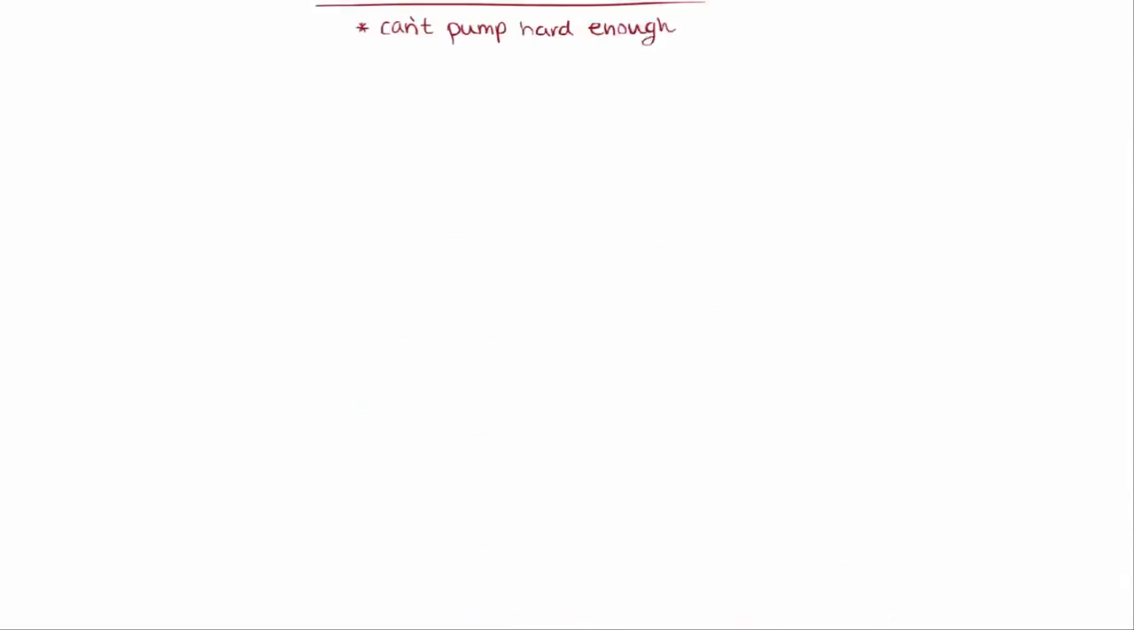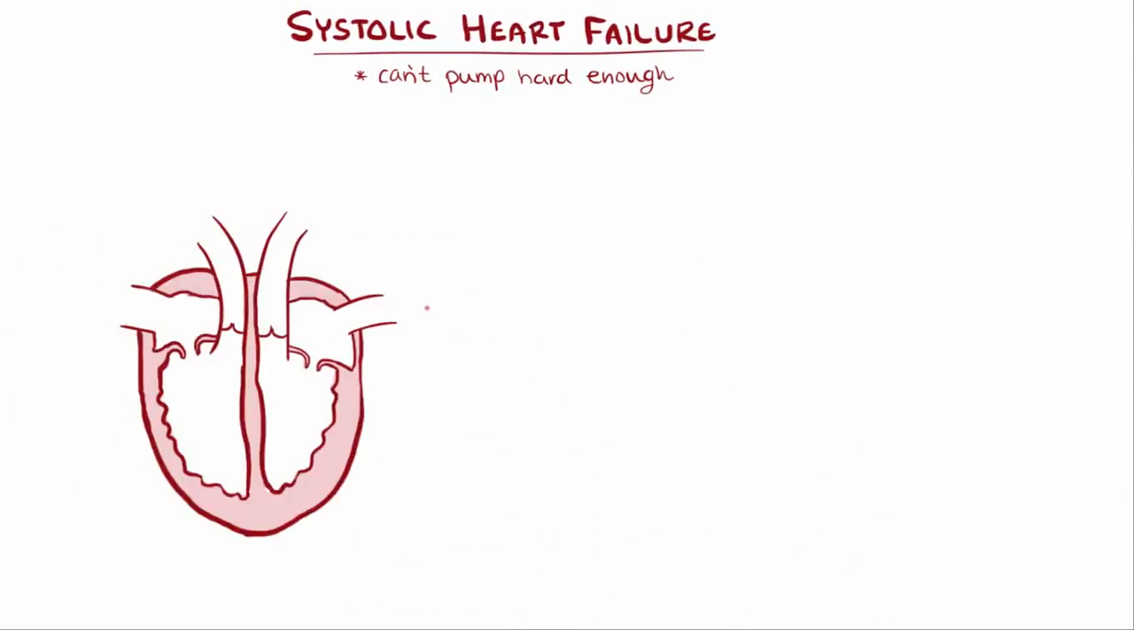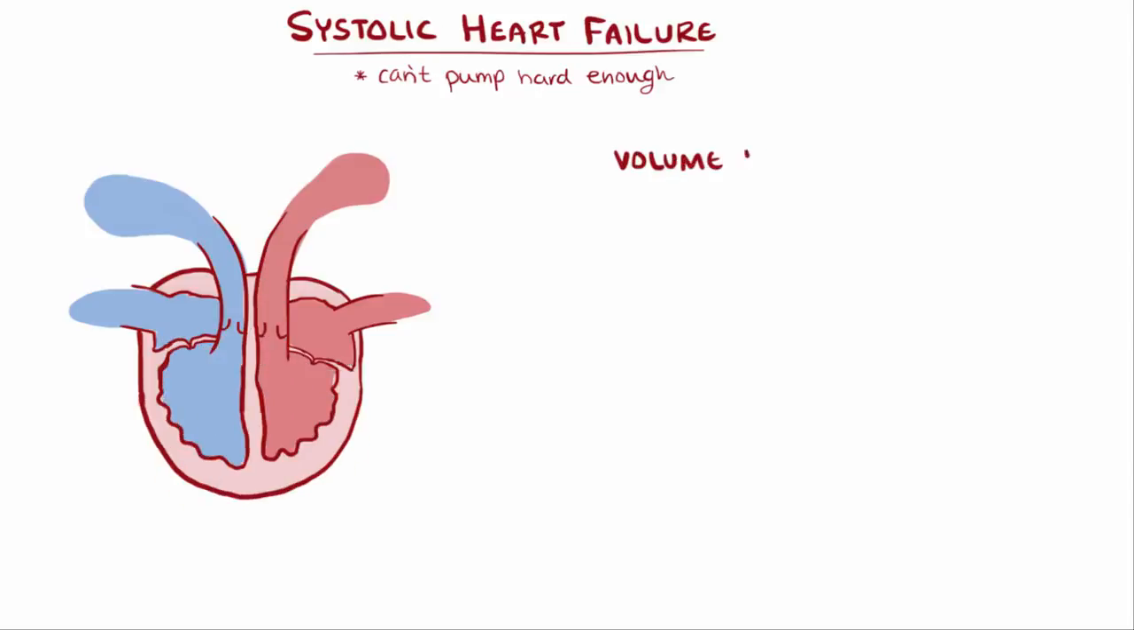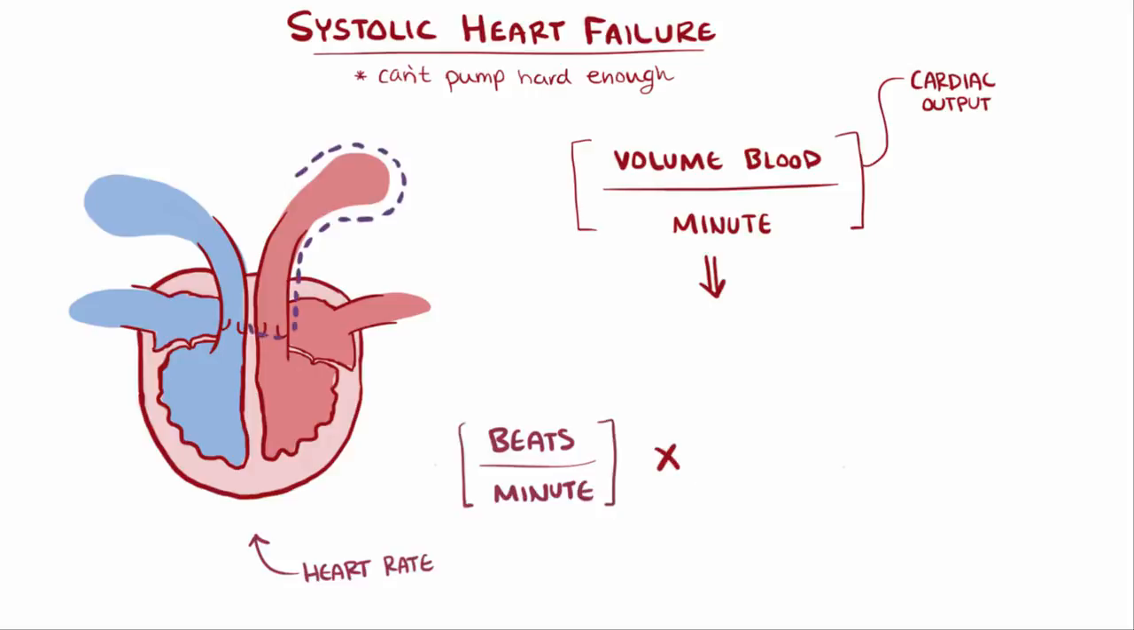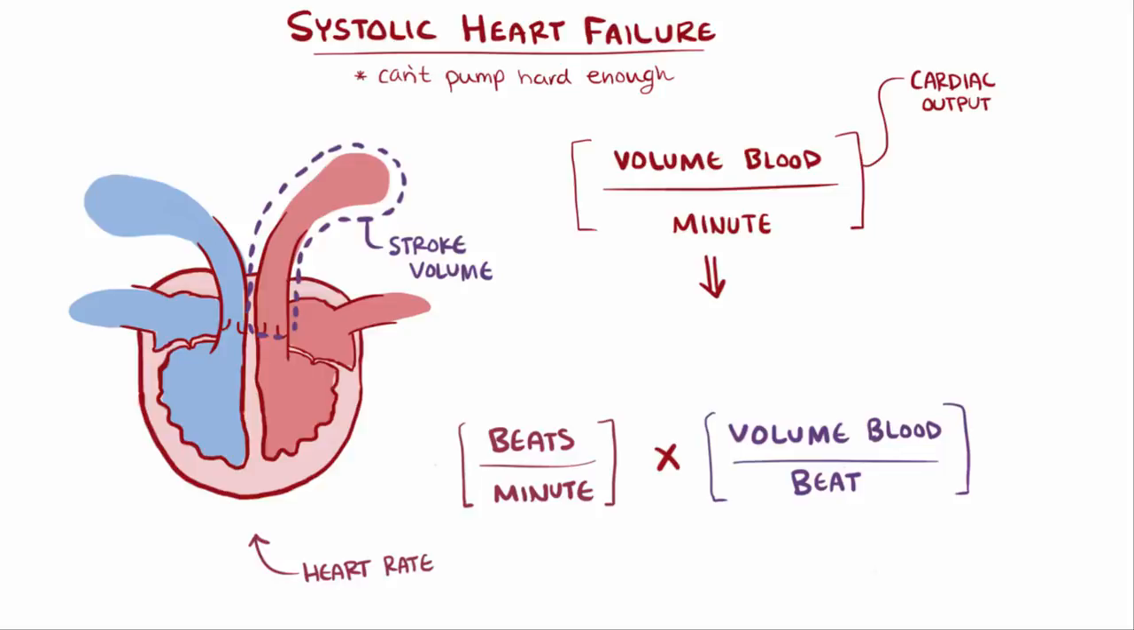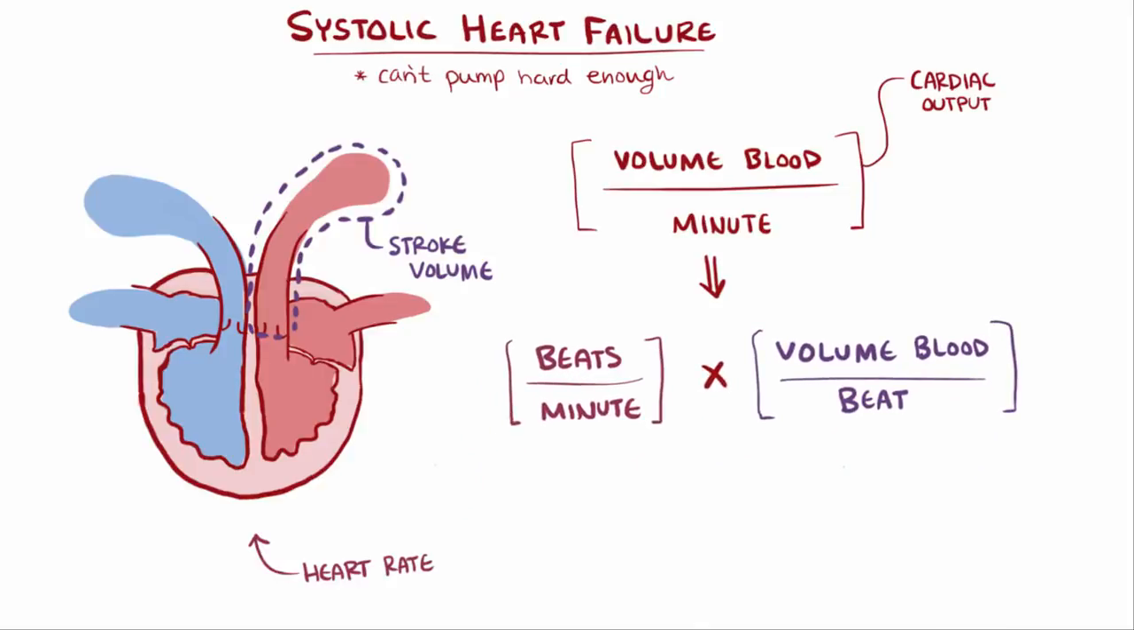Alright, so first up is systolic heart failure. Kind of a mathematical way to think about this one is that the heart needs to squeeze out a certain volume of blood each minute, called cardiac output, which can be rephrased as the heart rate, or the number of beats in a minute, multiplied by the stroke volume, the volume of blood squeezed out with each heartbeat. The heart rate's pretty intuitive, but the stroke volume's a little tricky.